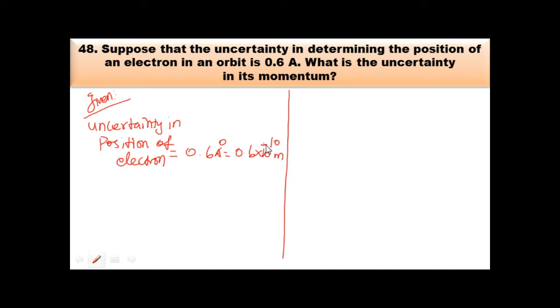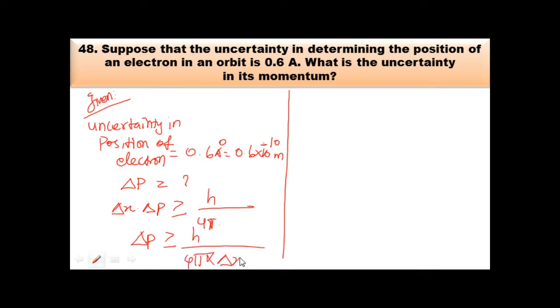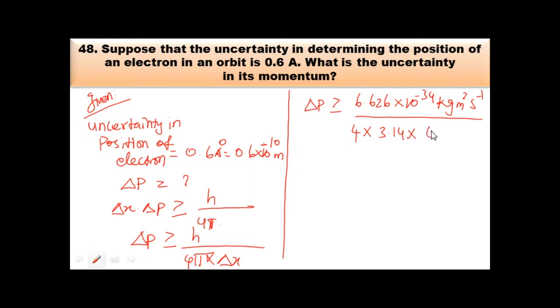So the question is, calculate the uncertainty in momentum, delta P. The formula is delta X times delta P is greater than or equal to h divided by 4 pi. Rearranging the formula for delta P: delta P is greater than or equal to h divided by 4 pi multiplied by delta X. Delta P is greater than or equal to 6.626 into 10 power minus 34 kilogram meter squared second inverse, divided by 4 times 3.14, the pi value is 3.14, and the delta X value is 0.6 into 10 power minus 10 m.